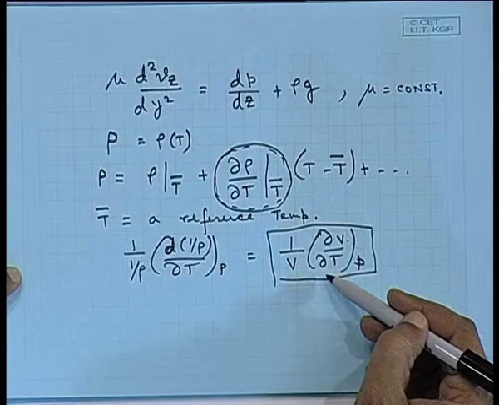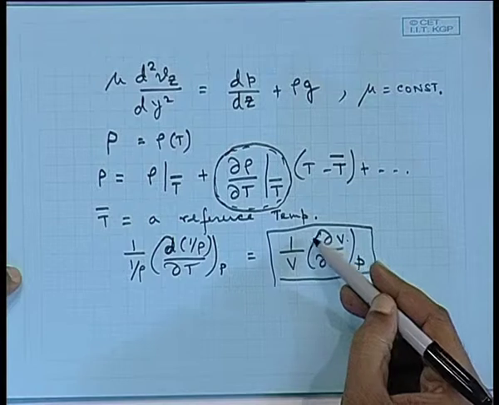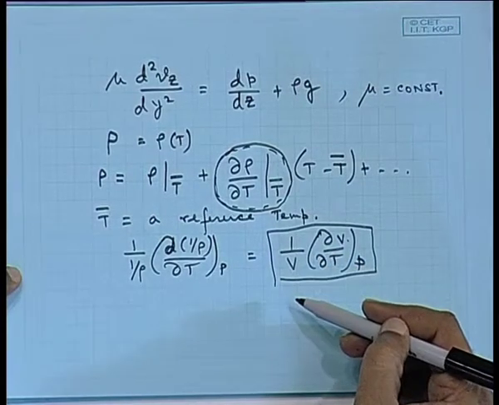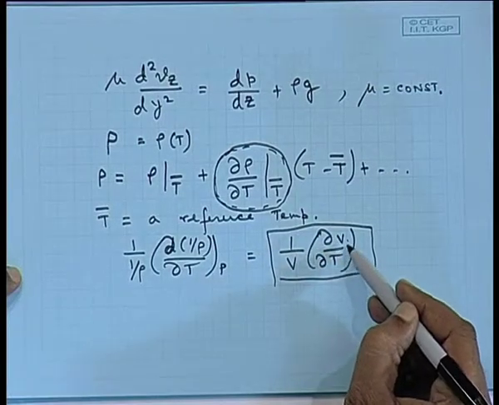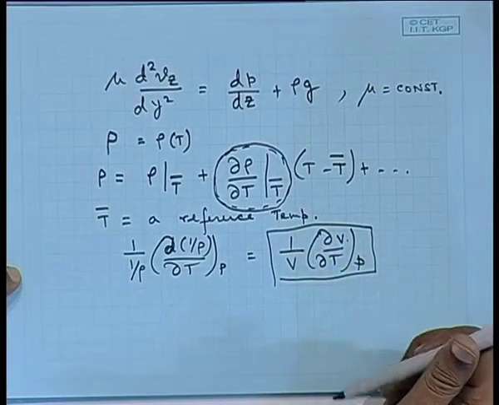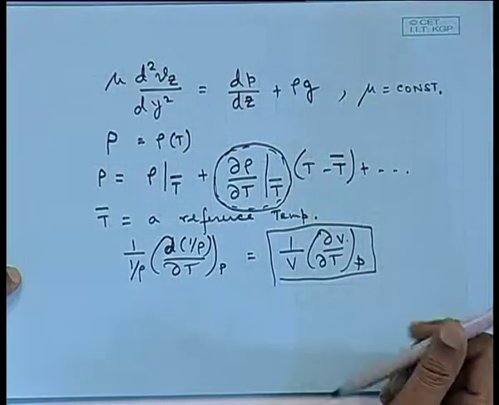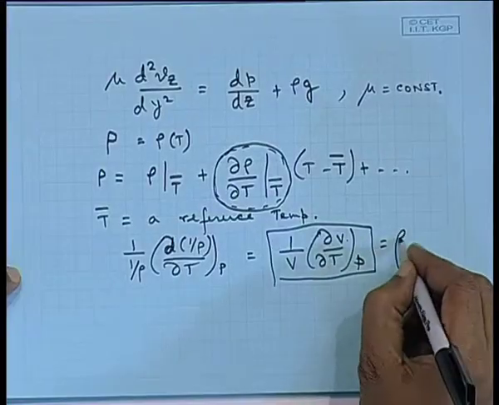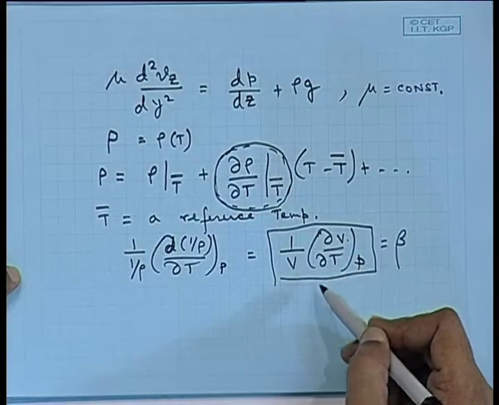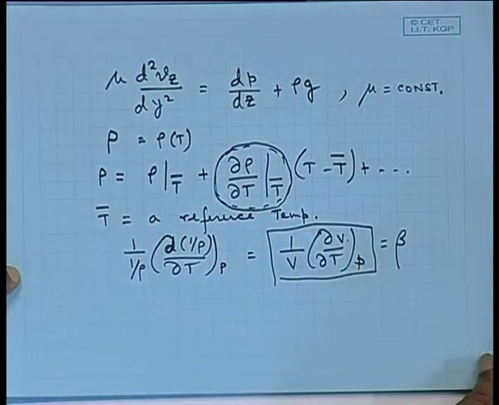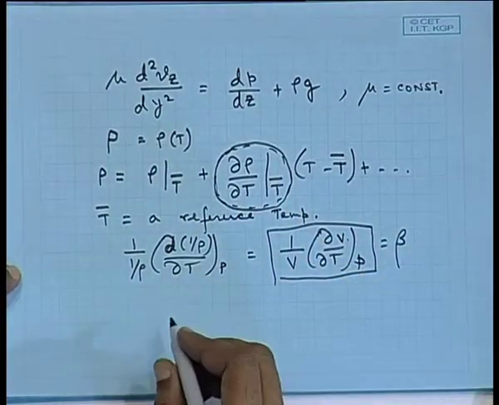Del V, del T, change in volume with temperature. Okay, you divide that by V. So compared to some volume, what is the change in volume with temperature? Coefficient of volume expansion, and this is generally termed as beta. Okay, it's the coefficient of volume expansion. How much volume change you have per unit change in temperature. So del rho del T is nothing but a function of beta.